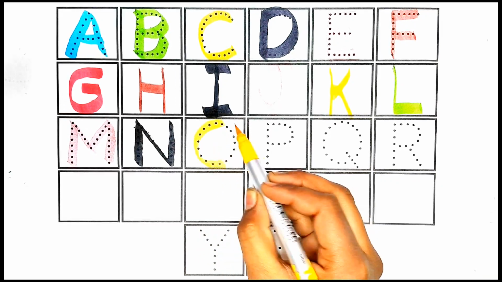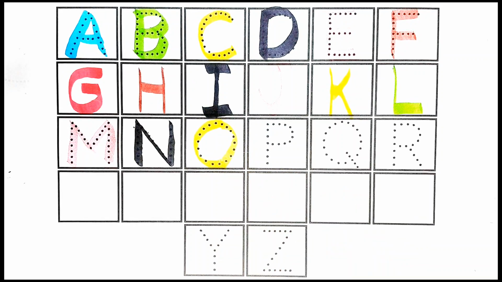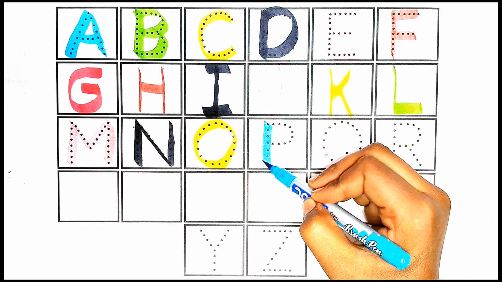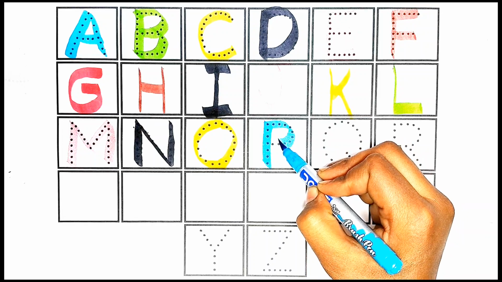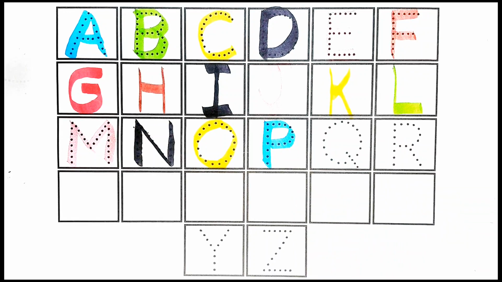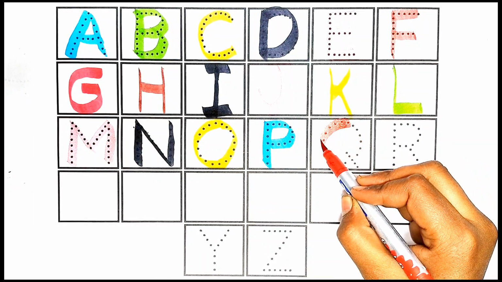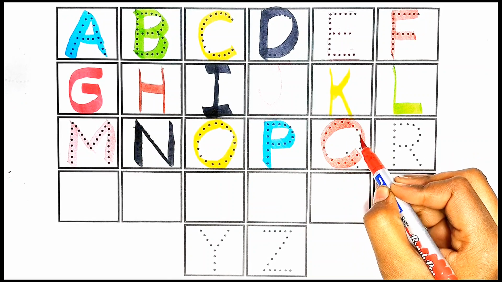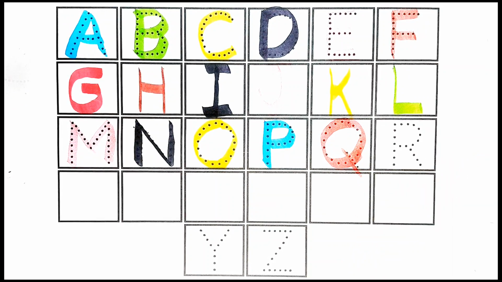O for orange, O for orange. P for parrot, P for parrot. Q for queen, Q for queen.